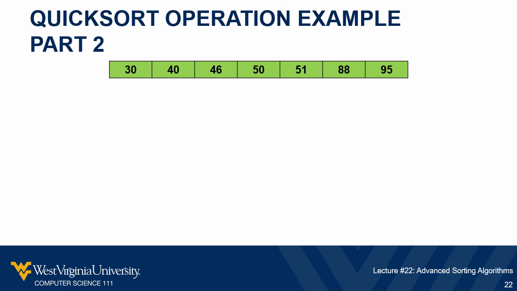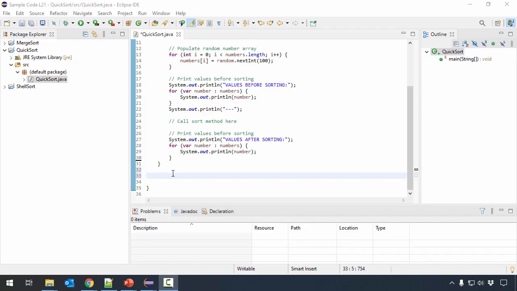Let's go ahead into Eclipse and see how we can code this up. Here in Eclipse, I've opened up the Quicksort class that was part of the starter code for this lecture. In addition to our recursive method, we're going to have two helper methods for our implementation here. Let's go ahead and code up the first one, which is actually really simple.